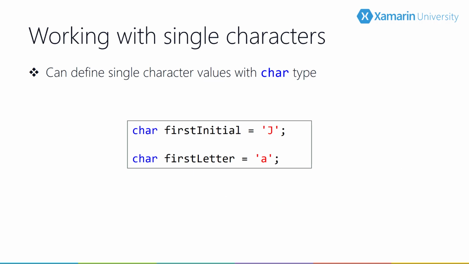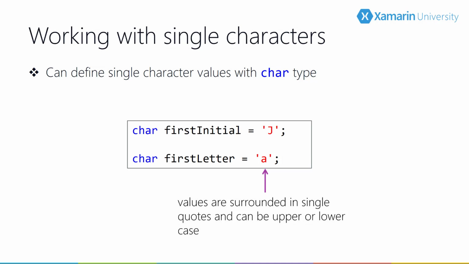Another common data type is character, C-H-A-R. A character defines a single character, like A, B, 1, 3. A single character, and we indicate a character using single quotes, not double quotes.